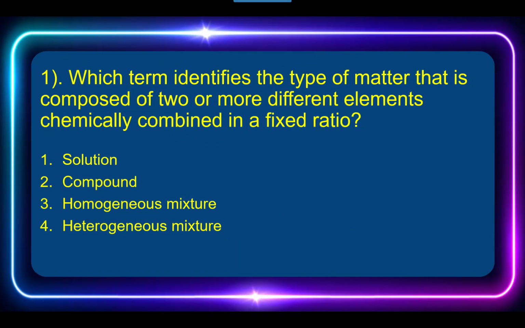Here's question number 1. Which term identifies the type of matter that is composed of 2 or more different elements chemically combined in a fixed ratio? Is it number 1, a solution, number 2, a compound, number 3, a homogeneous mixture, or number 4, a heterogeneous mixture? Go ahead and lock in your answers.